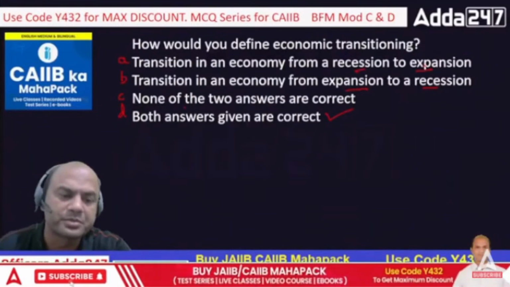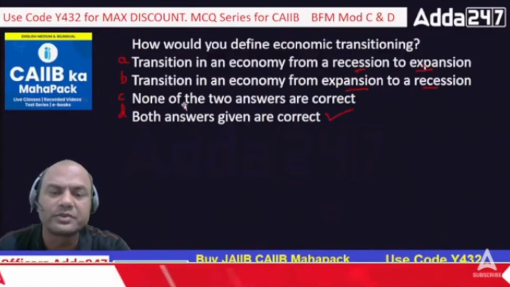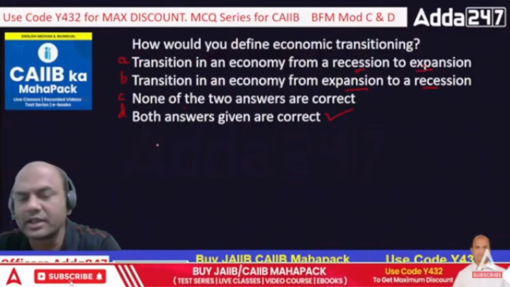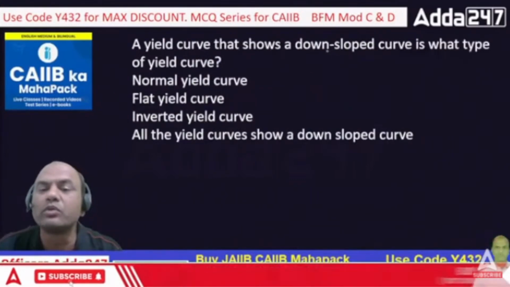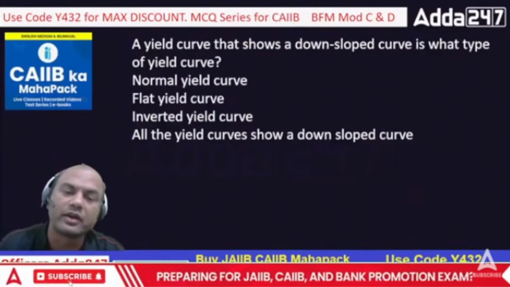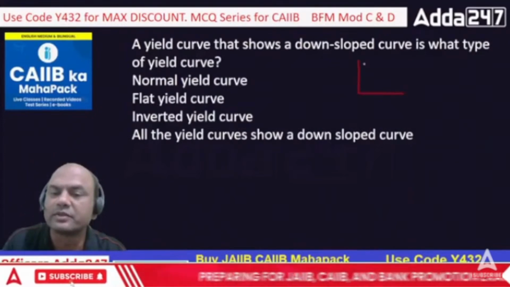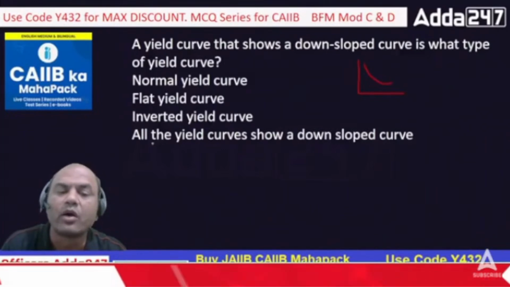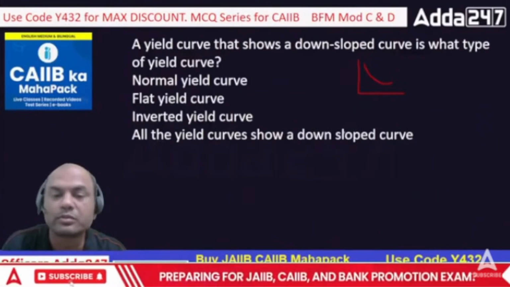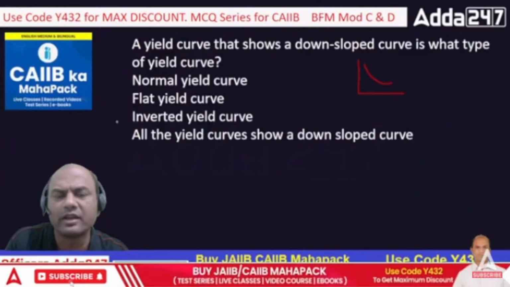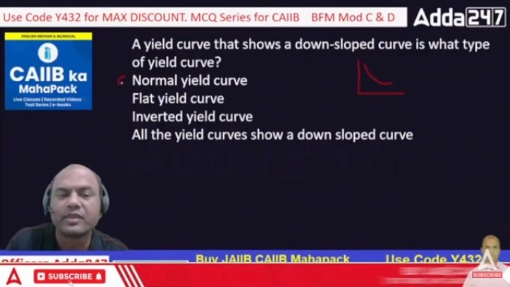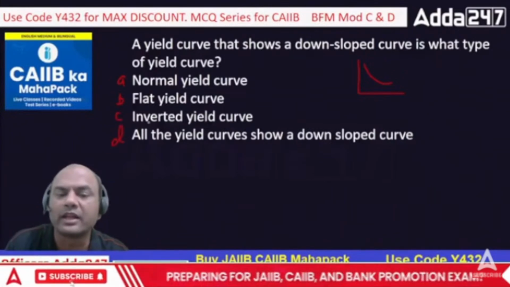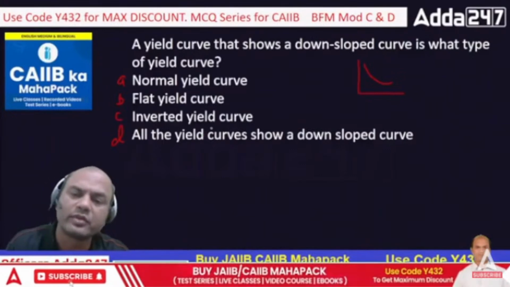Okay. Let me remove the options first. Otherwise, what happens? It becomes easy for you guys. Immediately watch this and then revert back. Okay. A yield curve that shows a down sloped curve is what type of yield curve? Down slope means this one is what type of curve? Normal, flat, inverted, or all the yield curves show down slope curve. So what is the option over here? Let me mark this A, B, C, D. What is the option? Normal, flat, inverted, or all the yield curves? What is the option? Correct one.